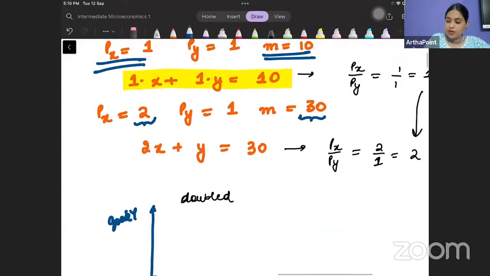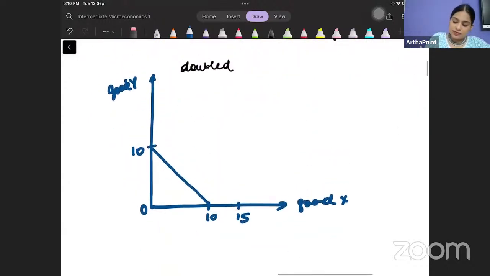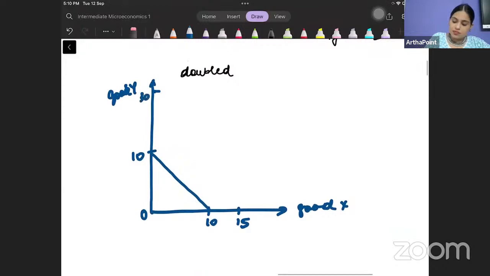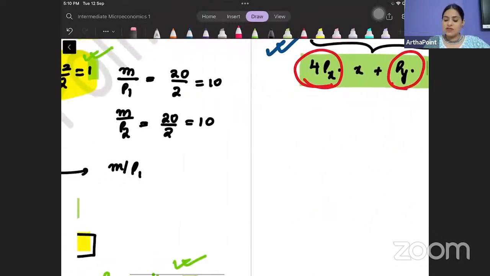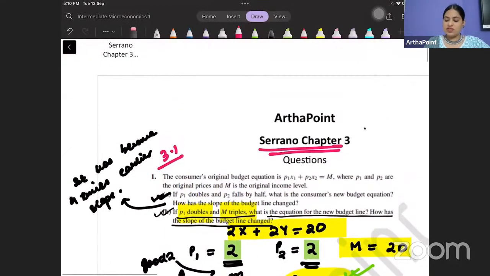And what will be the other point? 30 by 1. So 30 by 1 will be, beta, 30. So something like this. This will be your new budget line. 15, let 15 be here. So what has happened, beta? The line was this, it has become like this. So it has become steeper. Line has become steeper. Is this clear? So this is the first question of Serrano.